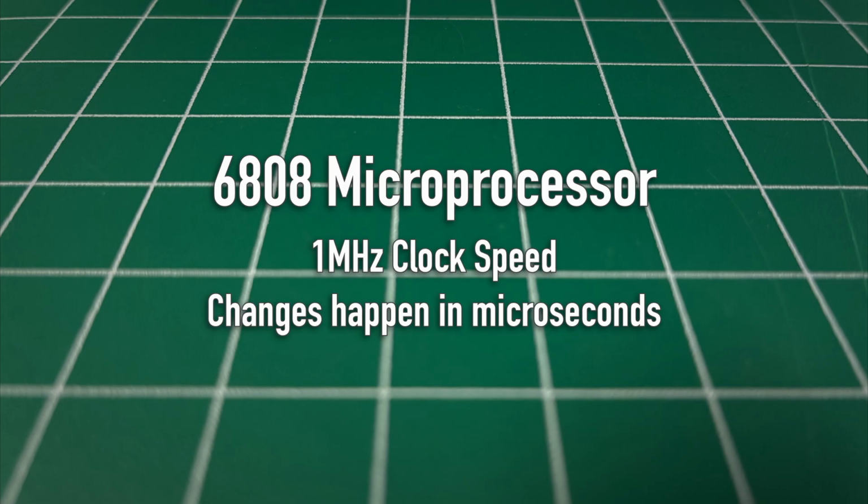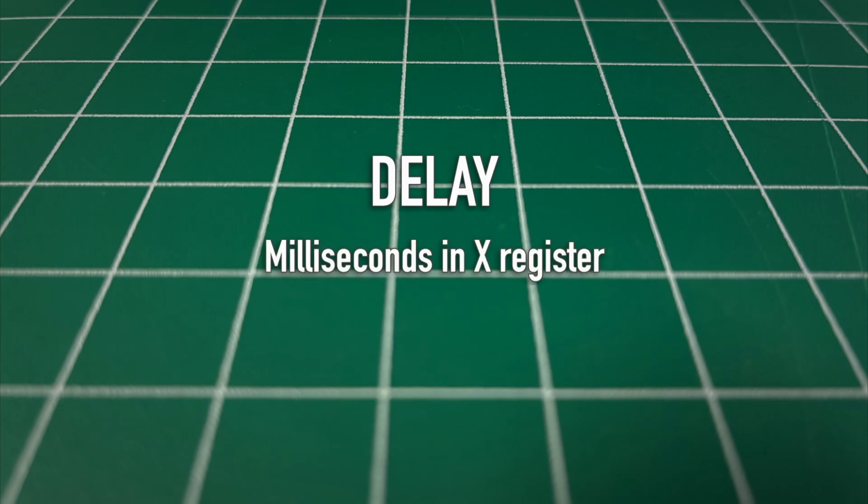It happens in microseconds. So what we need is a routine that we can call between the first and second patterns to slow things down. We need a delay routine. How about one that waits for a specific number of milliseconds?